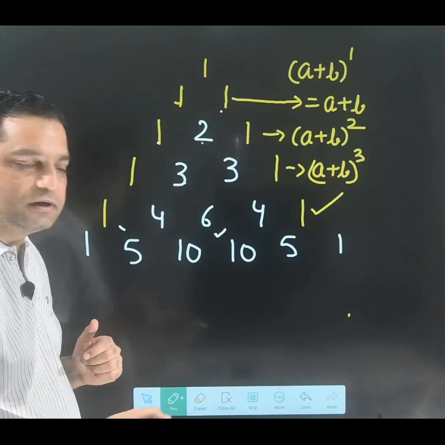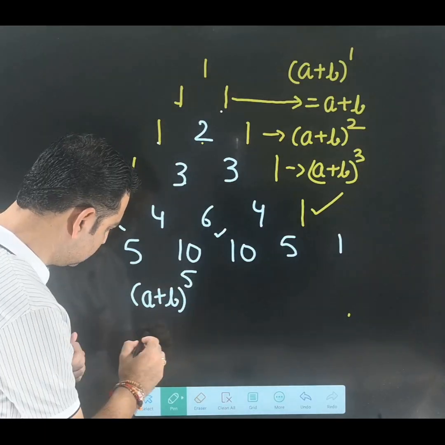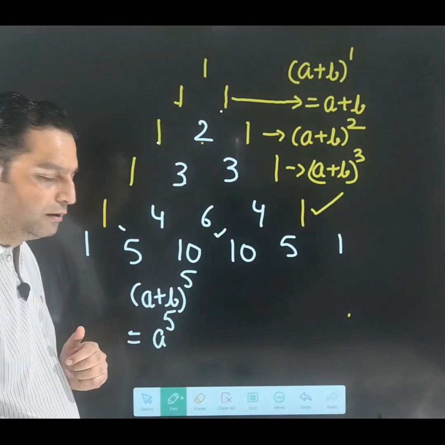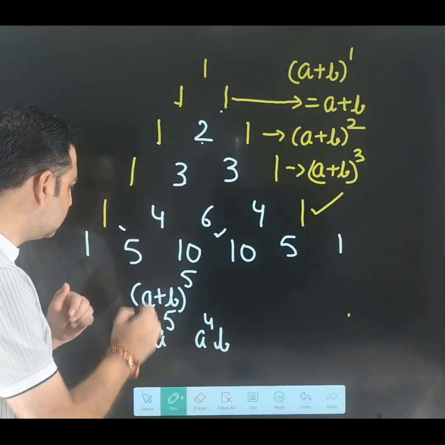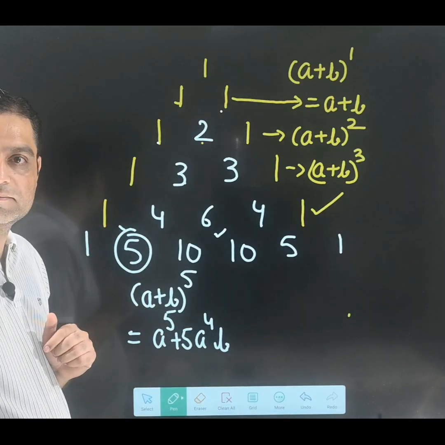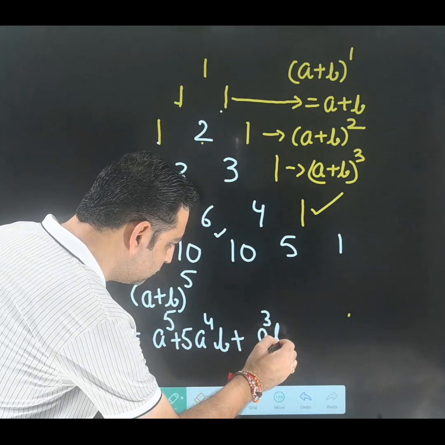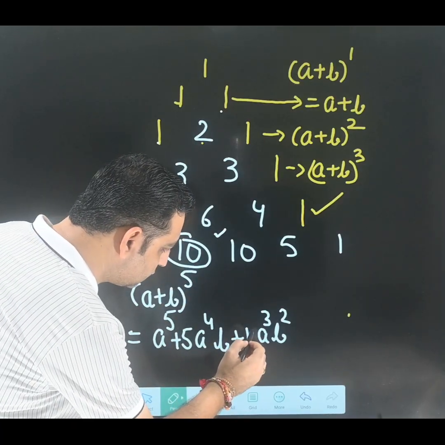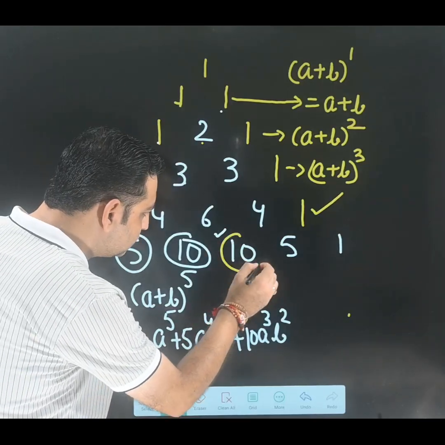And now if I start writing a plus b to the power 5, what will happen? Firstly, only a power 5, right? Then in the next term, a power 4 and b will be added, and take the second coefficient from here. See, this 5 will come here. And then a is reduced, b is added, a cube b square, and the next coefficient is 10. So write 10 here. I hope you are finding it easy now. The next coefficient is again 10.